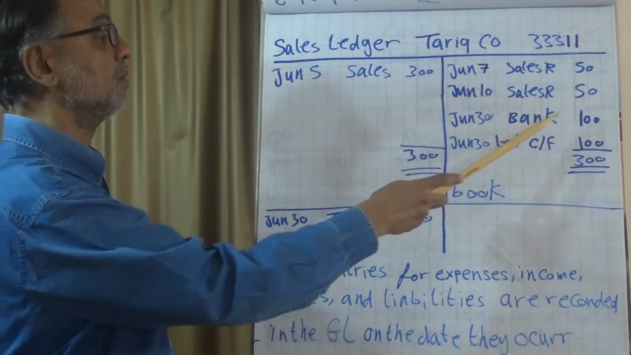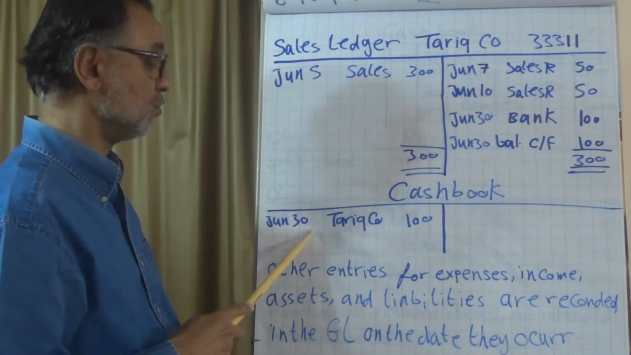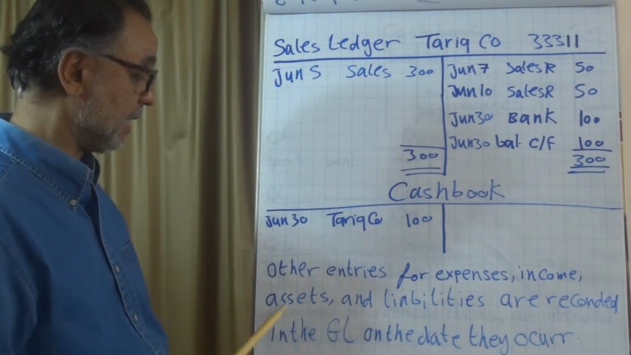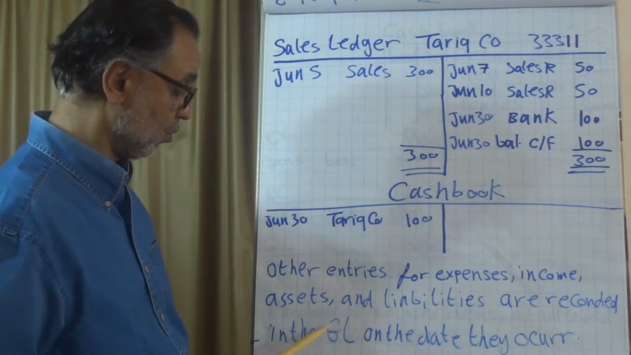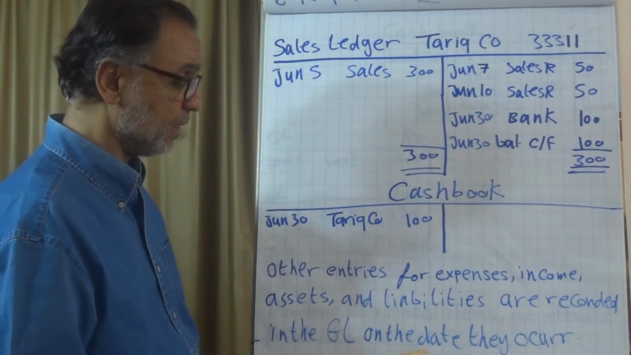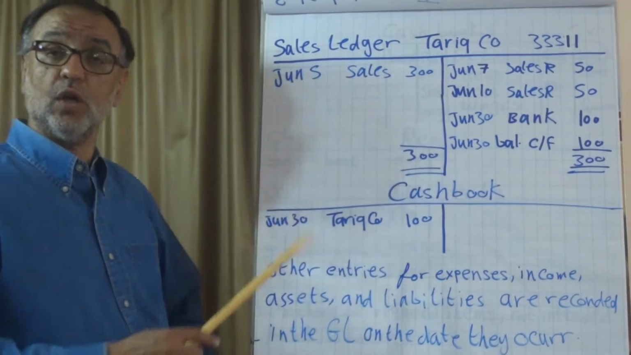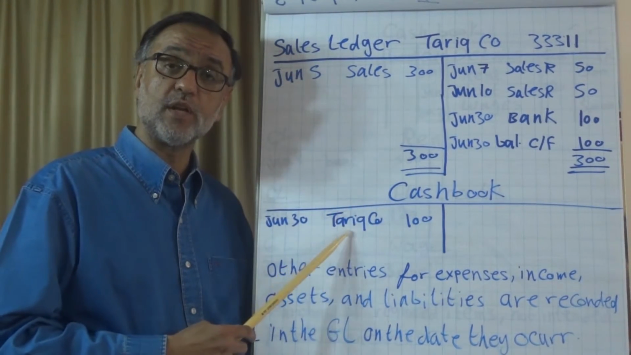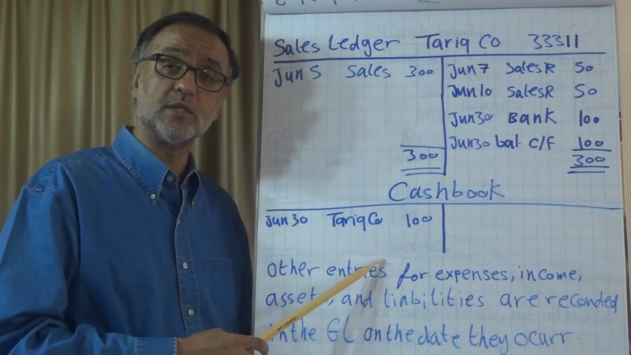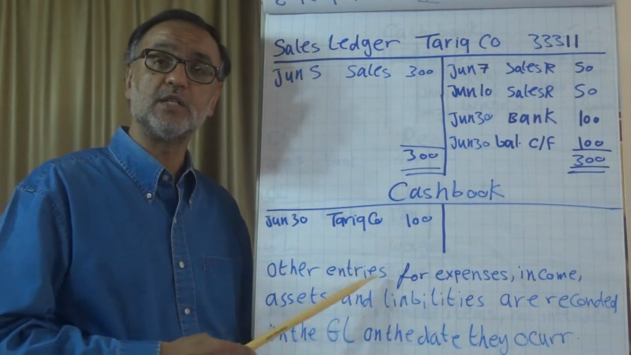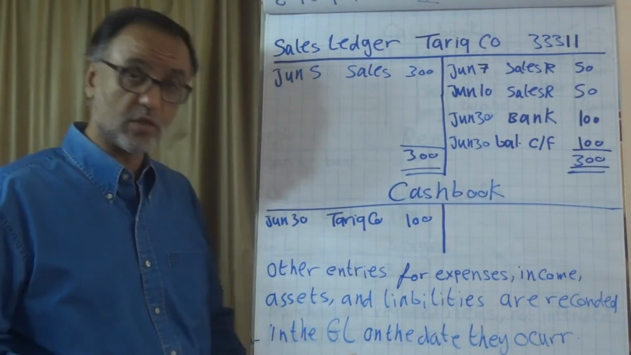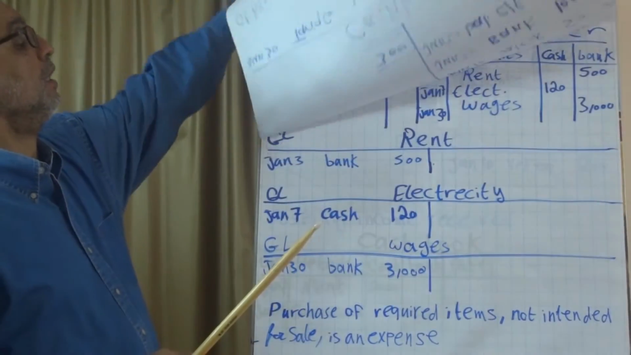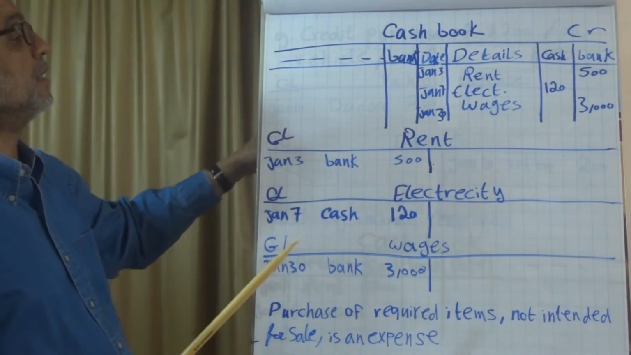In the cash book, $100 was received from Tariq on June 30th. Other entries for expenses, income, assets, and liabilities are recorded in the GL on the date they occur. We have seen sales, sales return, purchase, purchase return. Now other entries for expenses, income, assets, and liabilities are recorded in the general ledger according to their date. We will see an example here in the cash book.